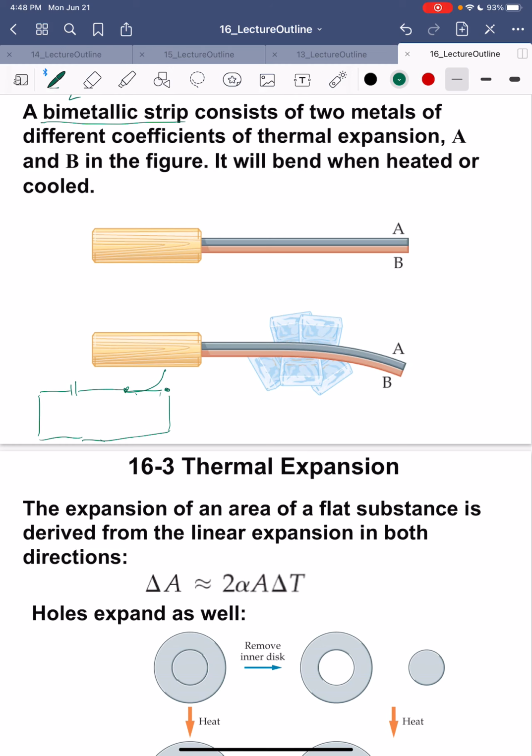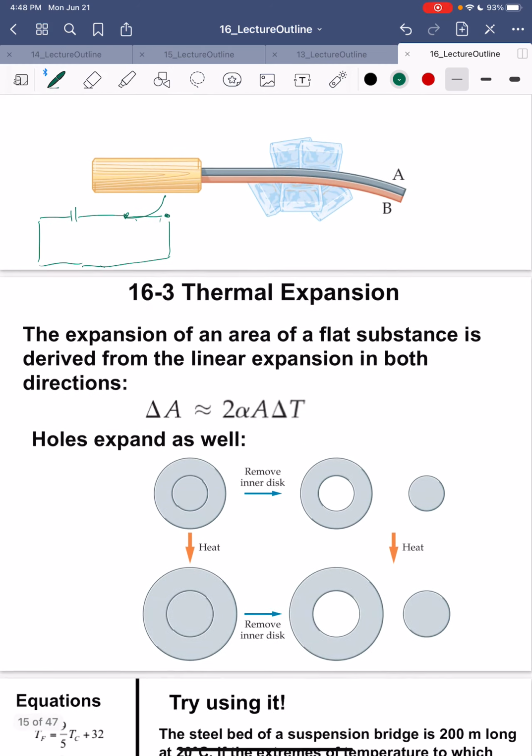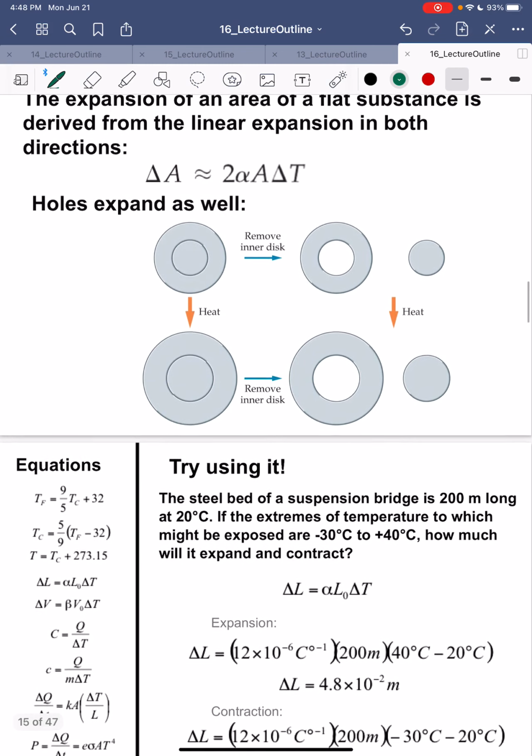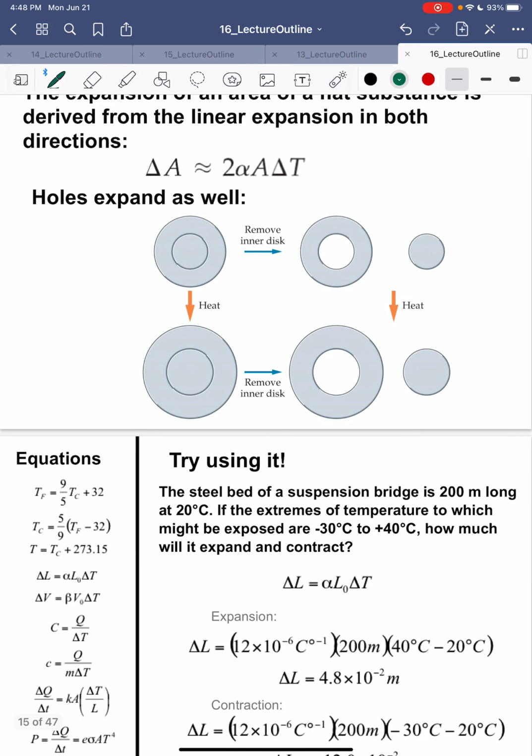Okay, now also we can have expansion in area, and again delta A equals two alpha, because we have, let's say, length and width, times the area times delta T, which is the difference in temperatures. Holes expand as well, right? Because we're going to find that they are going to increase their diameter.